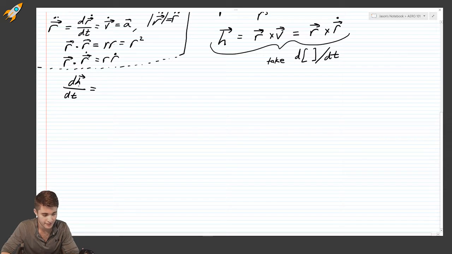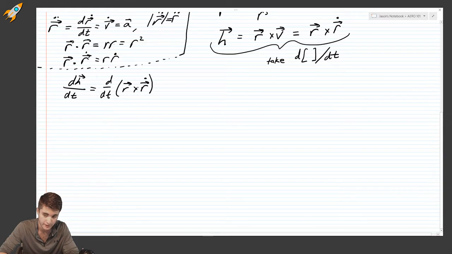Let's take a look at this. What does this represent? It represents whether the angular momentum vector is changing at all. dH over dt is equal to the derivative with respect to time of r crossed with r dot, which is r cross v. That equals r crossed with r double dot plus, one derivative of two plus two derivative of one, which is r dot crossed with r dot.